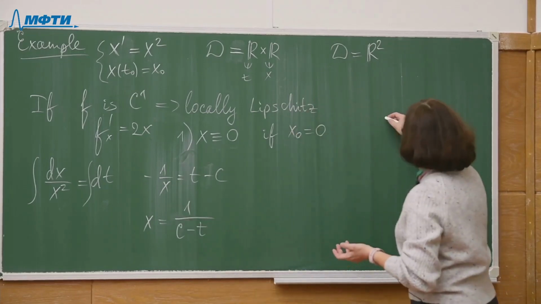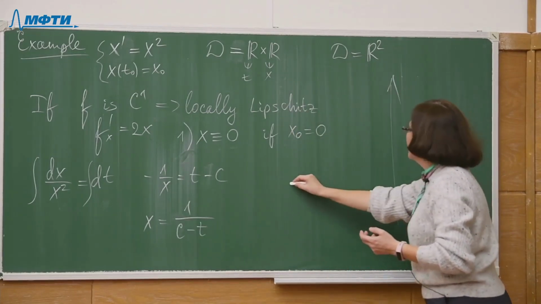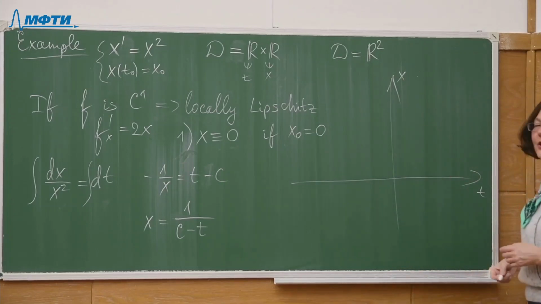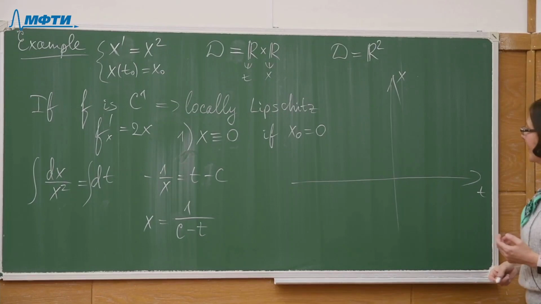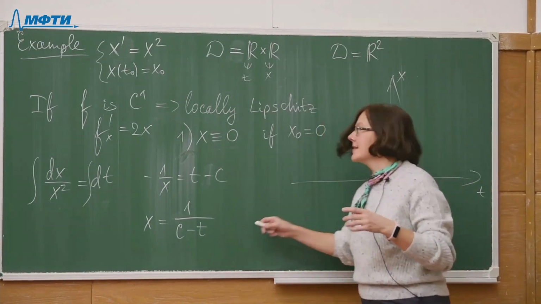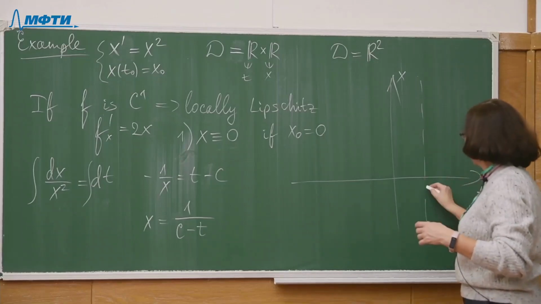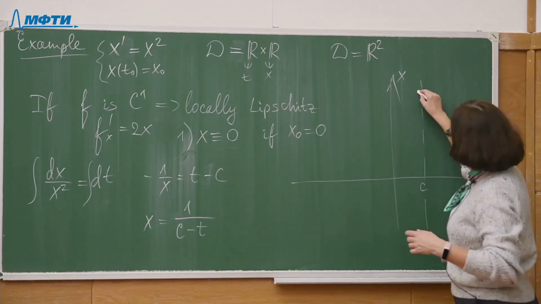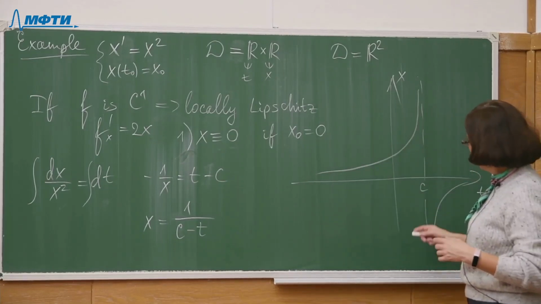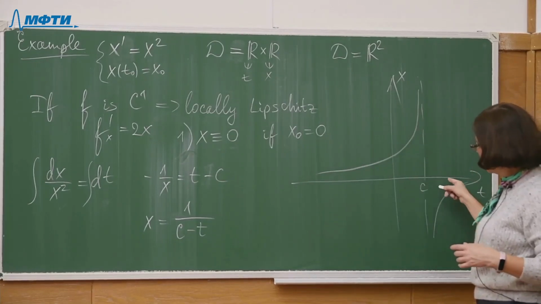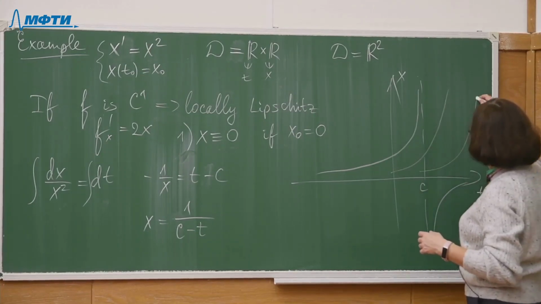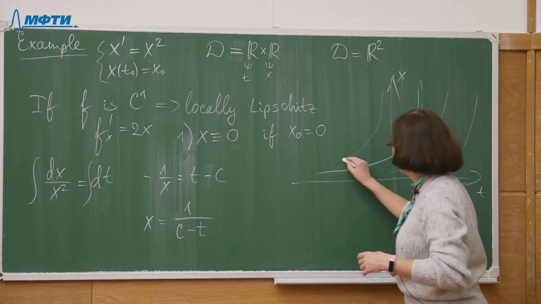Okay, let's consider integral curves. In the (t, x) plane, what are the integral curves? Here we have an asymptote, t equals c, somewhere here c, and then we have hyperbolas. And if c is varied, then we have a set of hyperbolas.